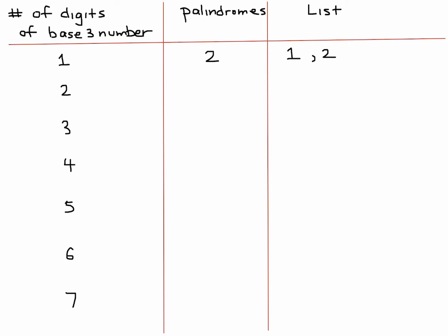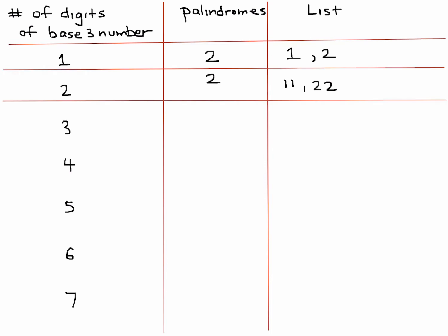How about base 3 representations where you have 2 digits? Well, 1, 1 and 2, 2. Can't have 0, 0 because that's not a number, right? I mean, it is, it's 0, but our list is from 1 to 2007. So I got 2 of these. Okay, so far things are kind of easy.